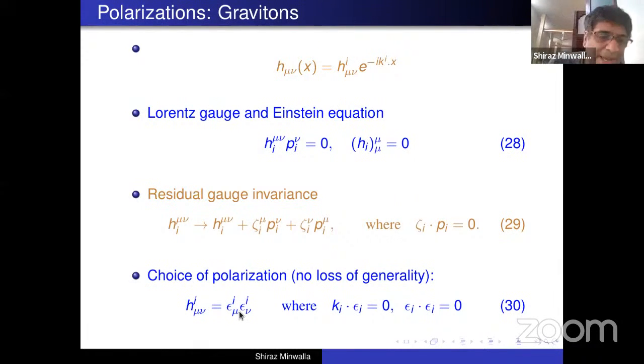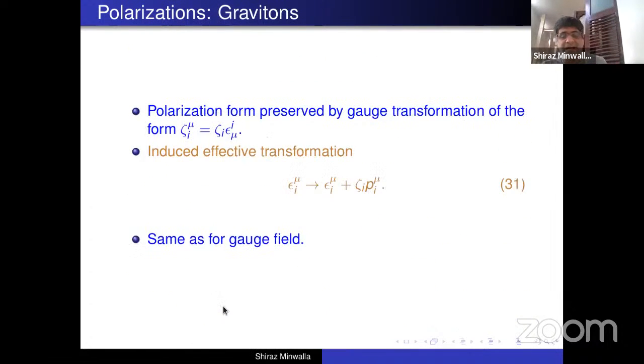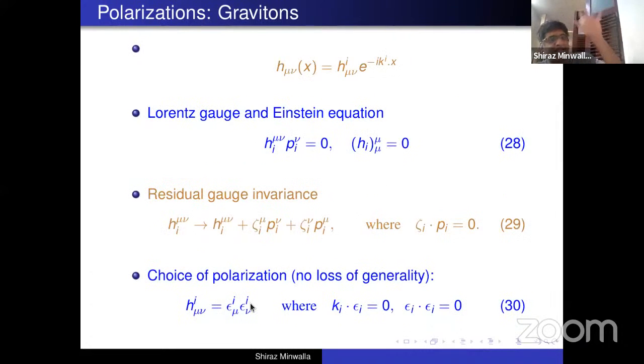Now, this you might think is a bit strange. Of course, epsilon mu i epsilon nu i with epsilon dot epsilon equal to 0 is a good polarization. It obeys all our conditions. It's symmetric and it's traceless. And if we set k_i dot epsilon_i equal to 0, it will also obey this condition that h dot p is equal to 0. That's fine. But you might be worried that by making this choice, we're losing generality, because surely not every symmetric traceless tensor can be written as epsilon times epsilon. And that's true.